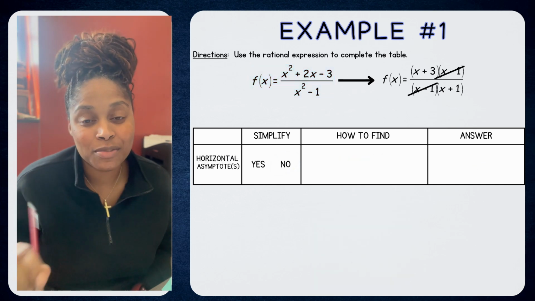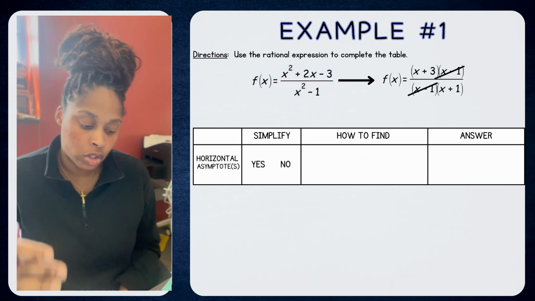All right, and the horizontal asymptote. We talked about this in the last lesson. Do we need to simplify to do this?